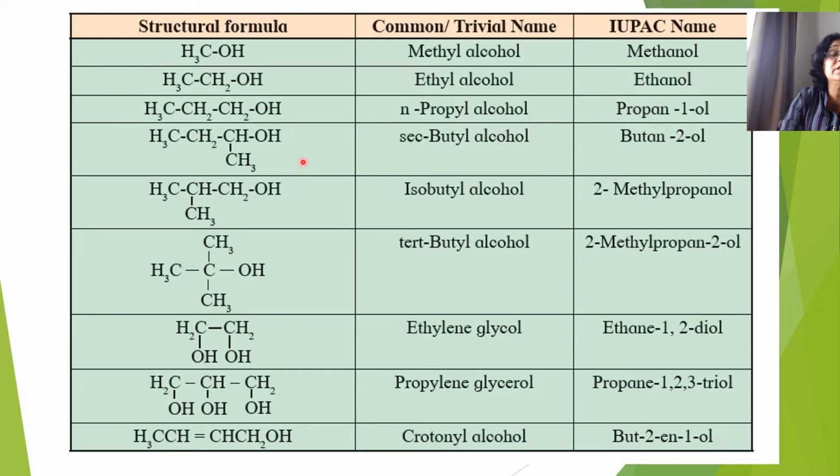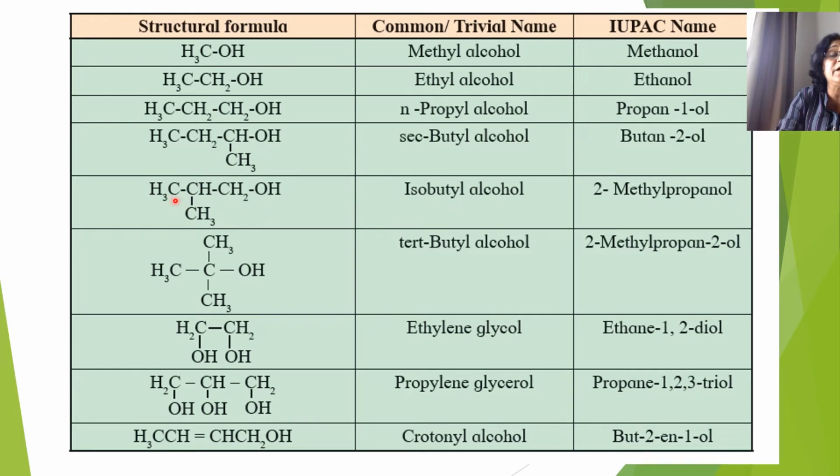Then this, what is it? Here the OH group is attached on the second carbon. The longest chain is 1, 2, 3, 4 carbons, so it is butyl alcohol, and the OH group is attached on the second carbon, which is a secondary carbon. So secondary butyl alcohol is the common name. The IUPAC name: 1, 2, 3, 4, so butan-2-ol. Clear?